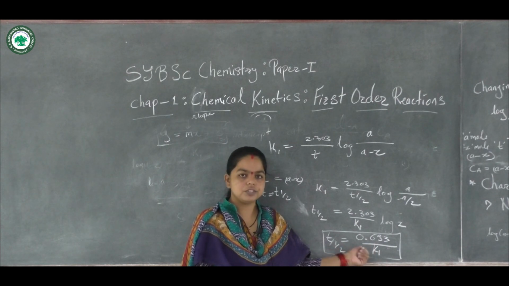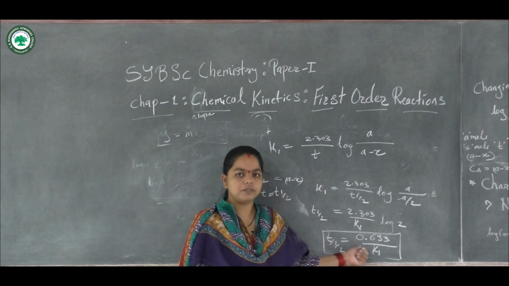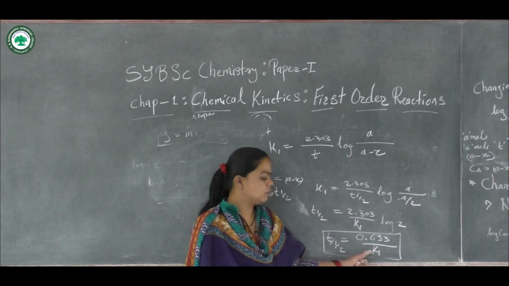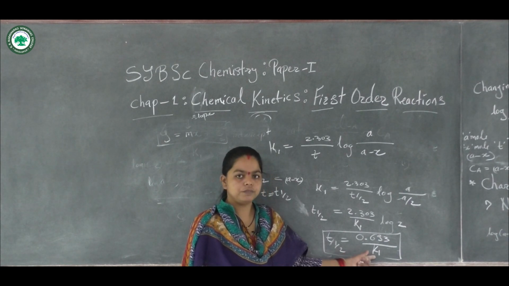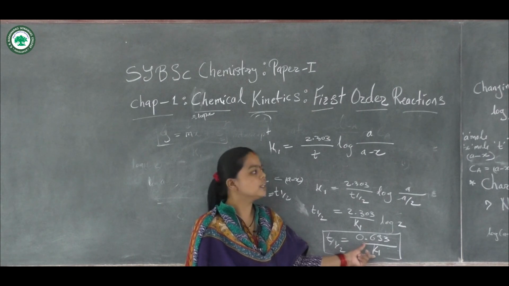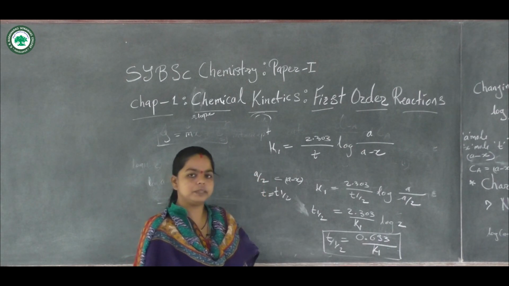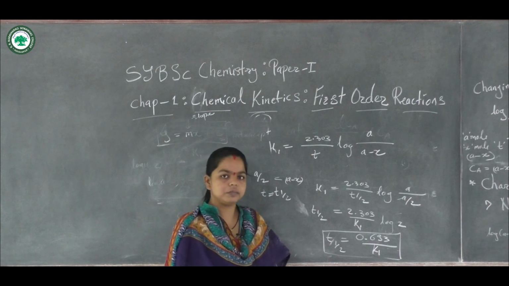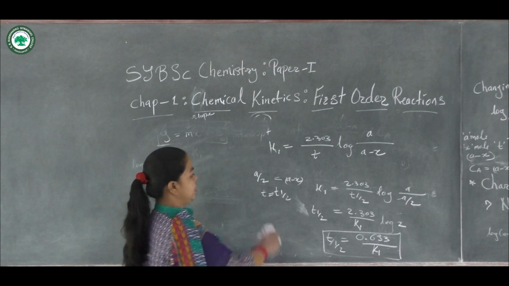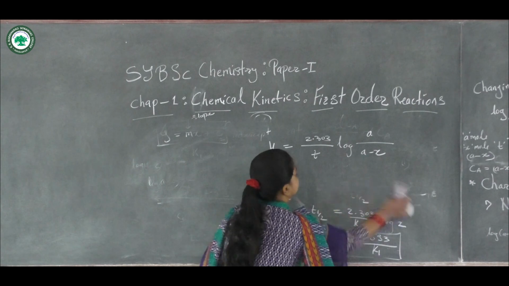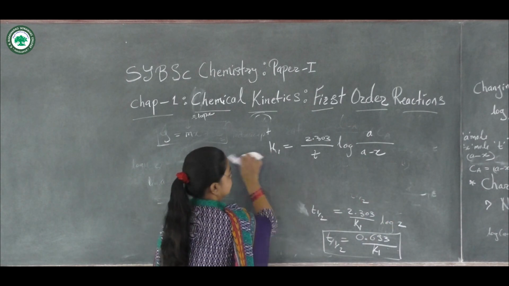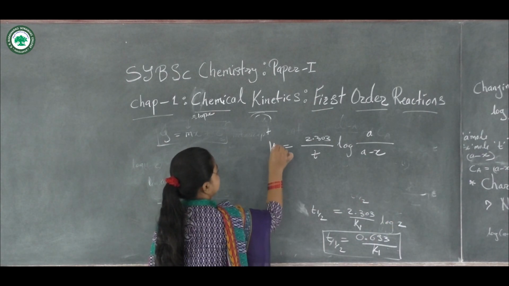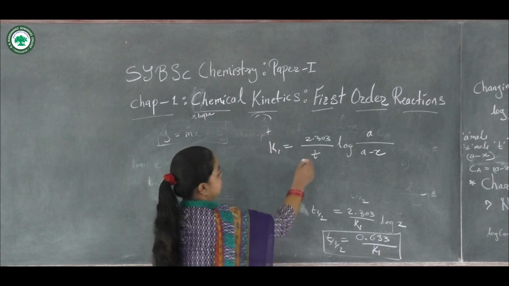So from this equation we can say that the half-life period for the first order reaction is inversely proportional to the first order rate constant. So this is the second characteristic. Then the third is, what will be the units for the first order reaction?